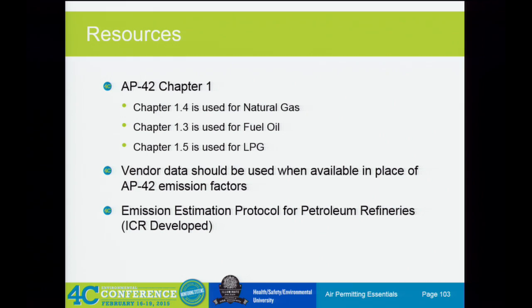One note on that emission estimation protocol for petroleum refineries: it was developed out of the 113 requests that were issued to the refineries a couple years ago. A lot of states have their own guidance documents on how to calculate your emissions inventory. This estimation protocol is very similar to those guidance documents, and provides a lot of background information on how to calculate a lot of emission sources.